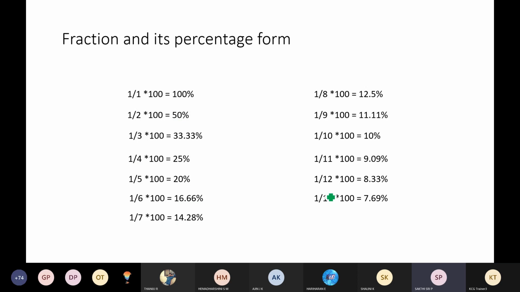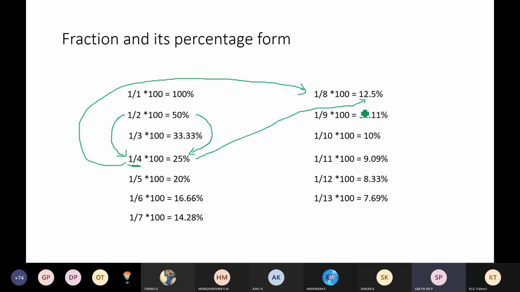Okay. Now listen carefully. You're definitely supposed to remember all these values. And I'll just give you guys a few tricks here. For example, listen carefully. What is half of half? 1/4. Half of 50, 25. Okay. What is half of 1 by 4? 1 by 8. What is half of 25? 12.5. Clear? So that's the relation. So that is one way of remembering them.